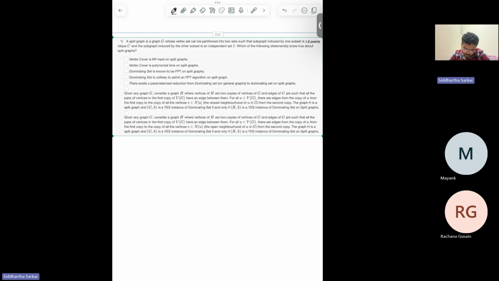All right, so I'll let you read the questions. So first is, what is a split graph? So a split graph is a graph G whose vertex set can be partitioned into two sets, such that the subgraph induced by one subset is a clique C, and the subgraph induced by the other subset is an independent set I.